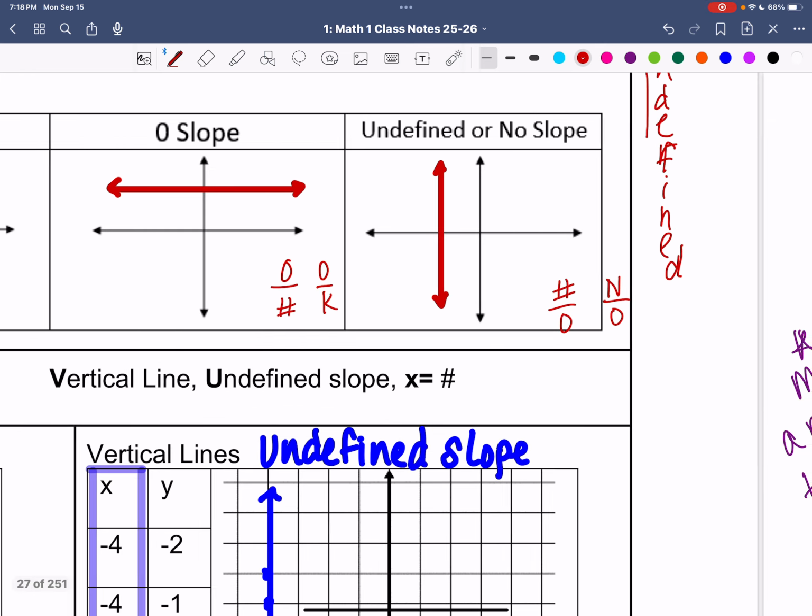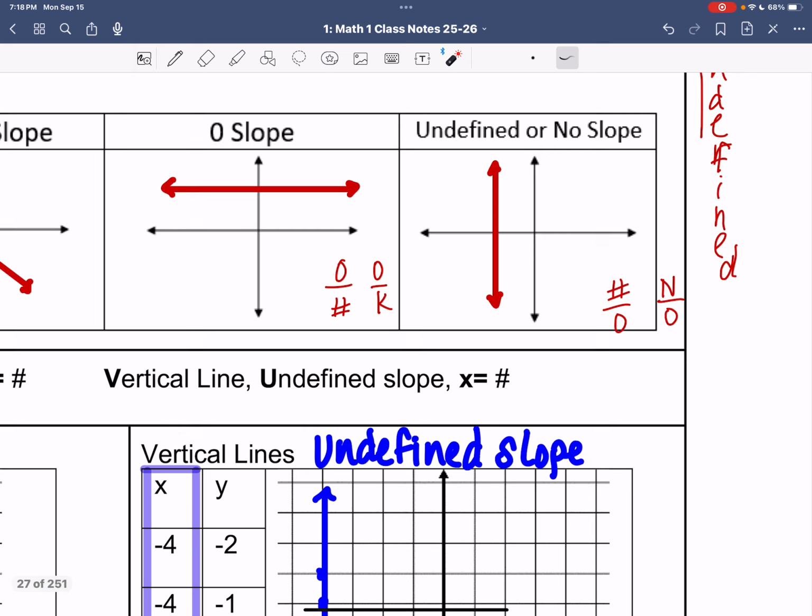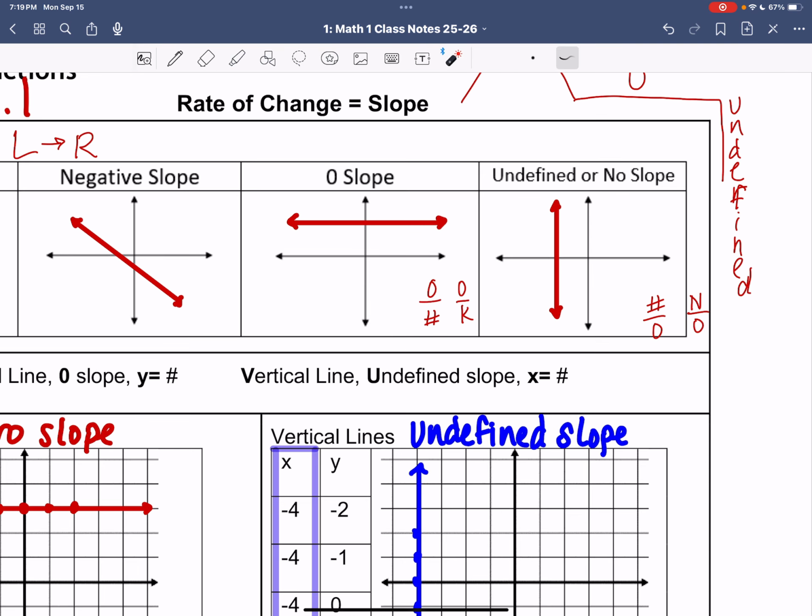Also, another little trick with slope is that you can have a zero in the numerator. That's okay, because that is a function. But the zero cannot be in the denominator because this is undefined, because your x's repeat. So undefined means your x's repeat and it's not a function. So I'm just going to write function. Not a function. It's a straight line, but it's not a function.